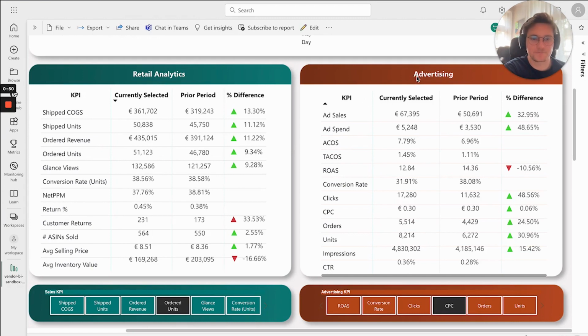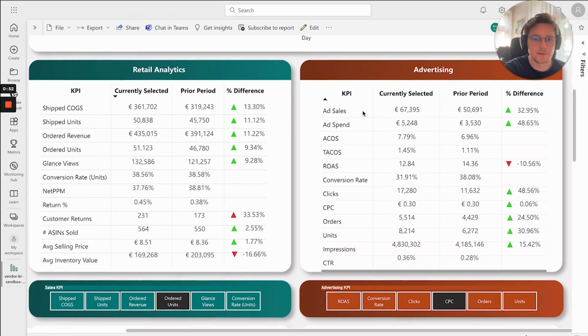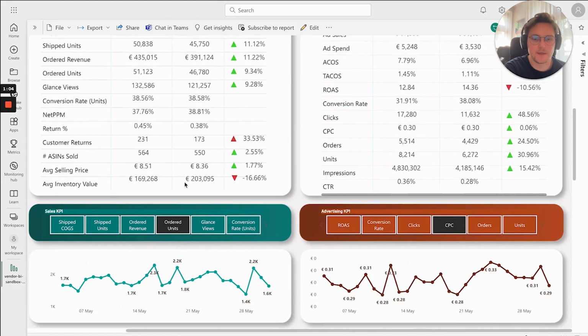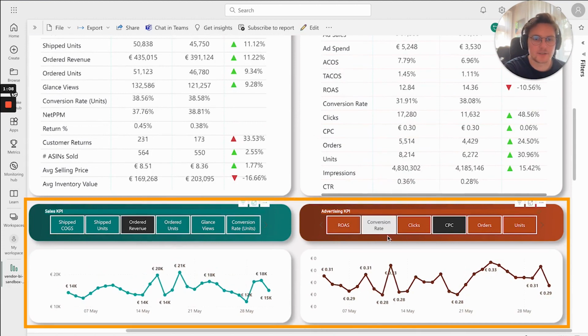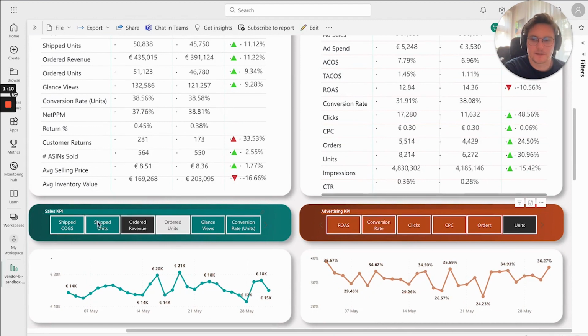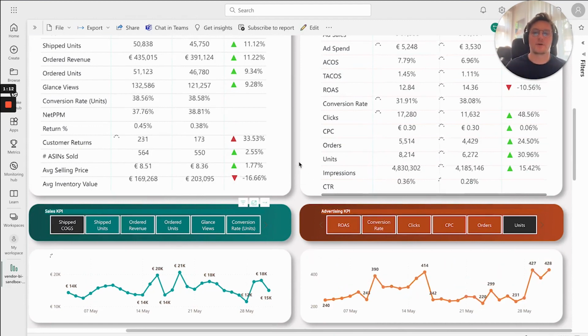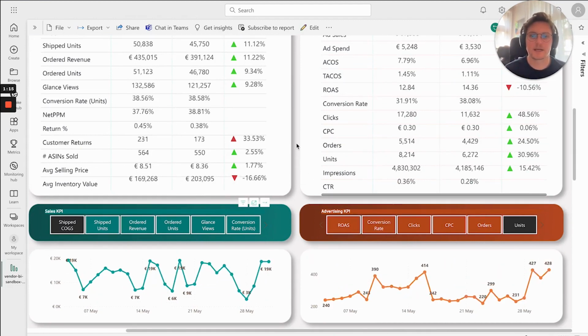Now for advertising, you also have very interesting KPIs, right? Because you can see ad sales, ad spend, ACOS, ROAS, conversion rate, how it changed over a particular period of time. And you can even see the charts, like extra charts here, which I think is pretty cool. And of course there's much more, but I just wanted to show you a very simple example that you can build also using those APIs.